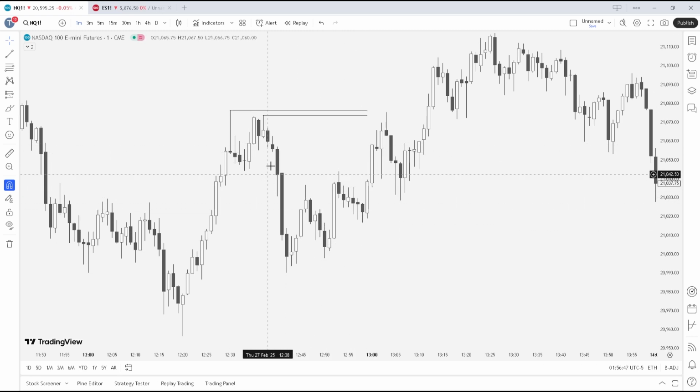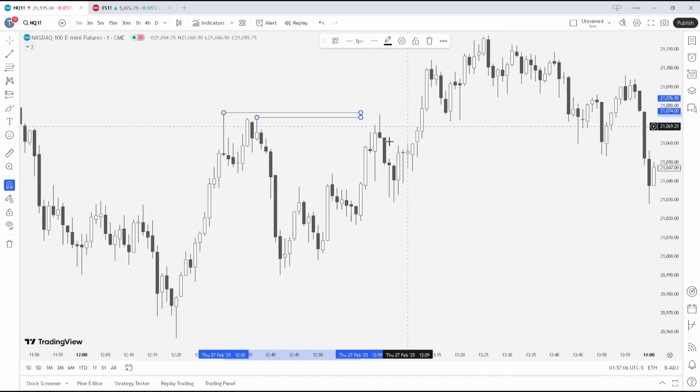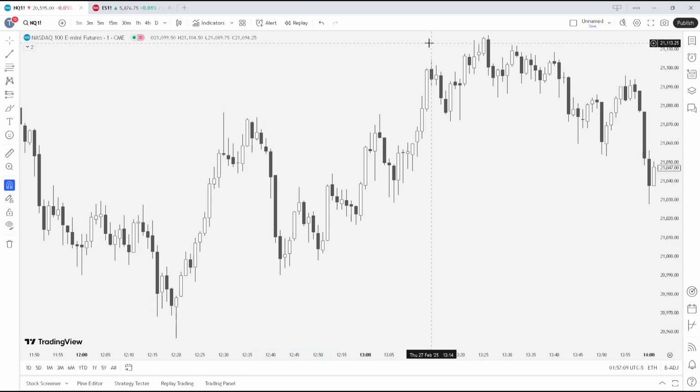So right here, you can see we came down and then we came up, right? We swept these, or I mean, we only swept one of them, but then we got an instant displacement down, and then we continued the bullish trend. So these are something that you can definitely look for, right? These are really good draws on liquidity.